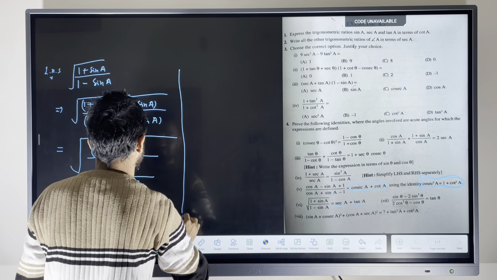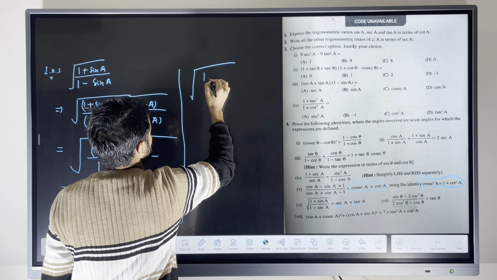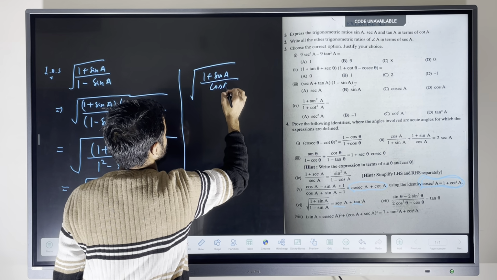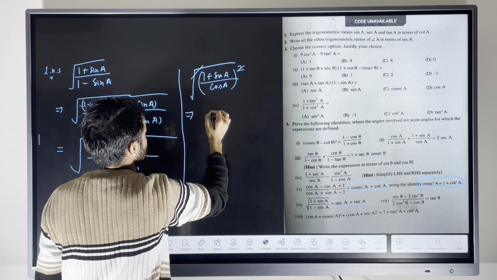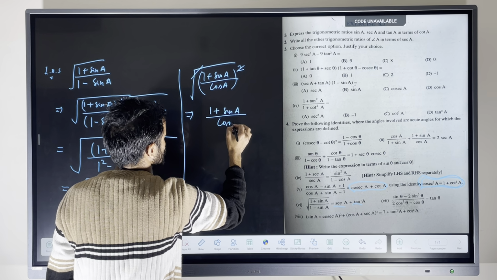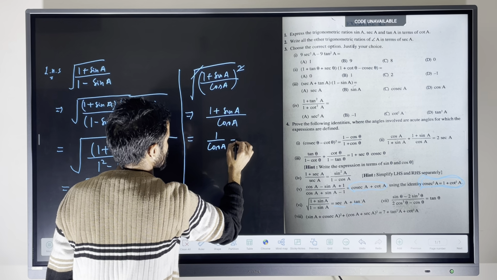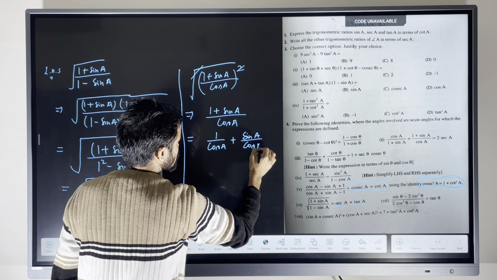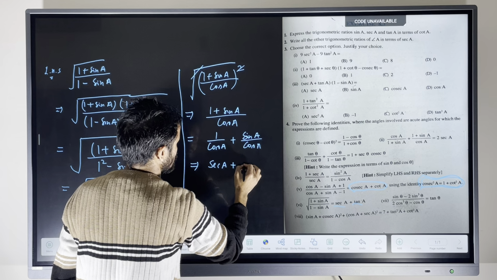Now take the square as common, so it will be 1 plus sin A by cos A whole square. This square will cancel the square root, so it will be 1 plus sin A upon cos A. Now split it: 1 upon cos A plus sin A upon cos A, and 1 upon cos A is sec A plus tan A.